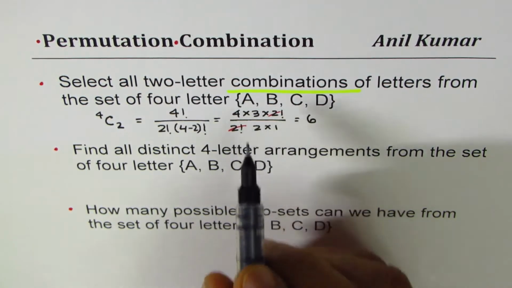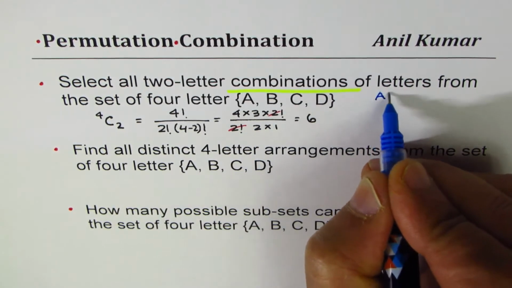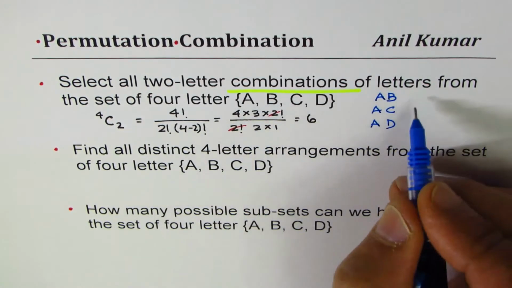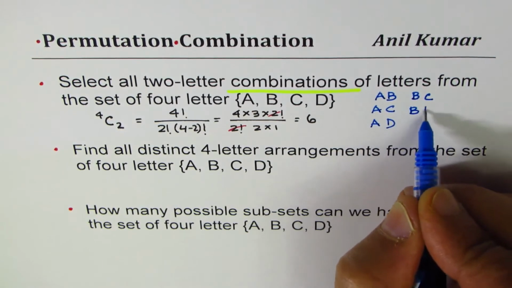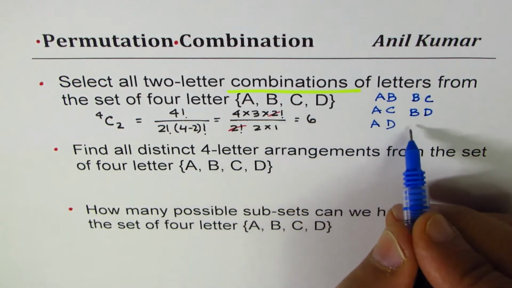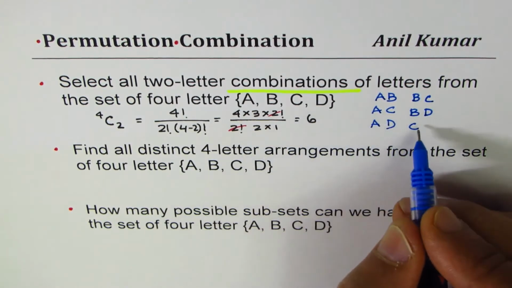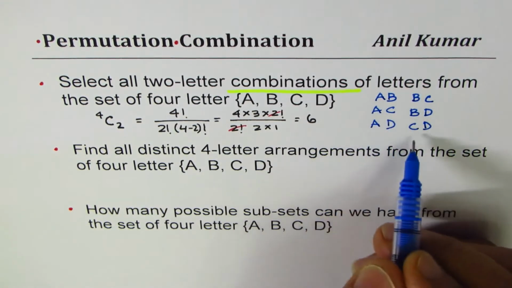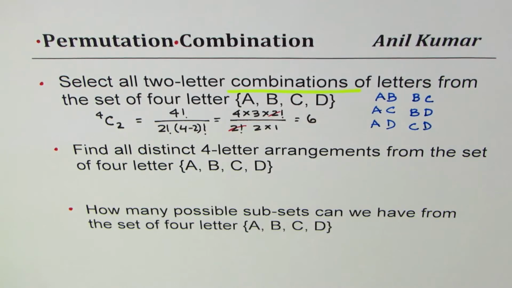And you could write them out. So beginning with A, for example, you could say AB, AC, AD. Beginning with B, if I write BA, it is already there. So BC and BD. Beginning with C, CA is already there, CB is already there. So those combinations are already there, right? So only one left is CD. Beginning with D, we already have covered, right? So we are left with these 6 combinations. So these are the two-letter combinations which you can form using A, B, C and D. So I hope this term is very clear to you, right?